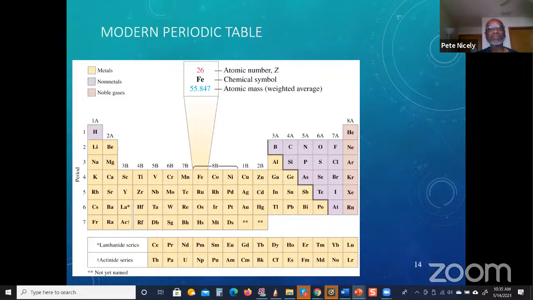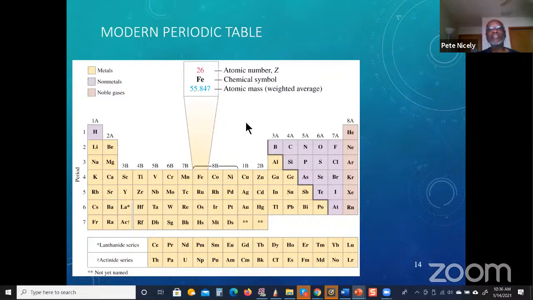In most legitimate periodic tables, each element would have two numbers, as I said before, associated with it. The lower number would be the atomic number, and the higher number would be the atomic mass, the weighted average atomic mass. Again, let me emphasize, this is not the mass number, it's the atomic mass, all right?